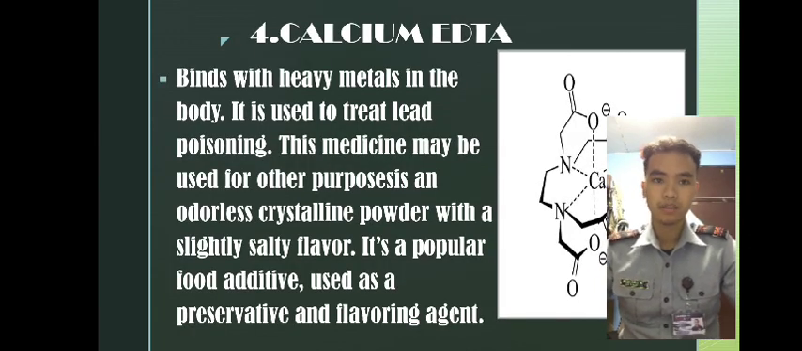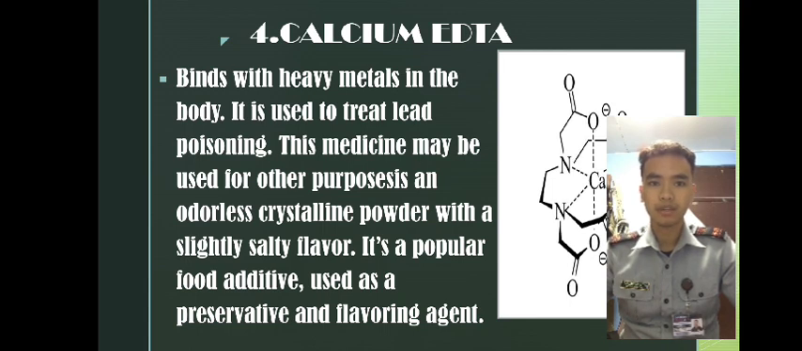Last on what we'll be discussing is calcium EDTA. It is used to treat lead poisoning by binding with the lead and helping to eliminate it from the body. Calcium disodium EDTA, commonly known as calcium EDTA, is a chelating agent that is used to treat heavy metal poisoning. It works by binding to heavy metals in the body such as lead, mercury, and cadmium, and forming a complex that can be excreted through the kidneys.